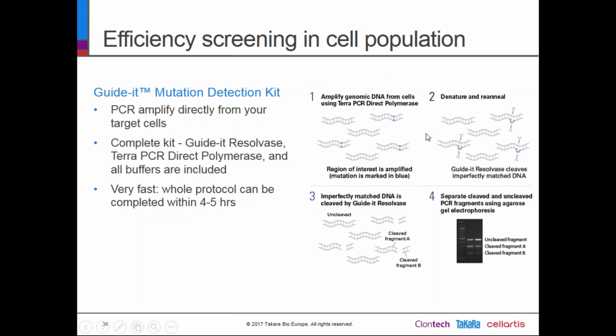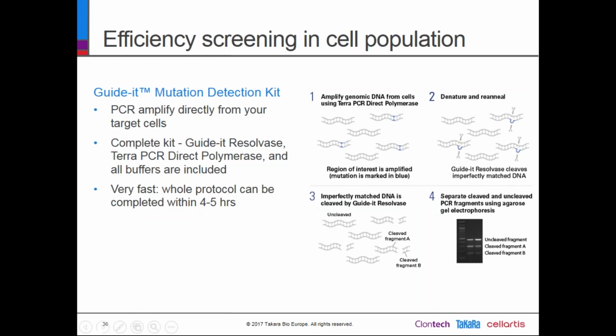So in the first step, you will amplify the target region. And since following gene editing, there are many different indels, you will get a mixed population of PCR fragments. Some will be wild type and some will carry the different mutations. So what's nice with our kit is that it contains a DNA polymerase which is called Terra that can be used for direct PCR. So you do not need to purify your genomic DNA. You can just start with a crude extract.